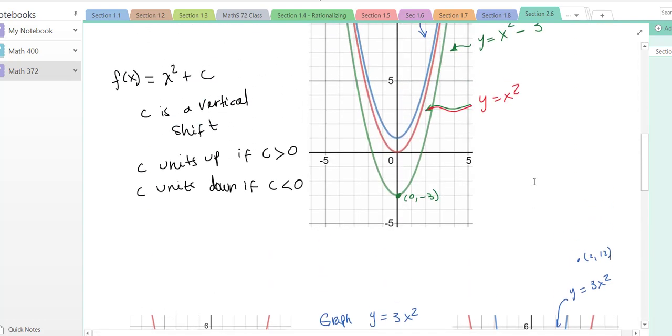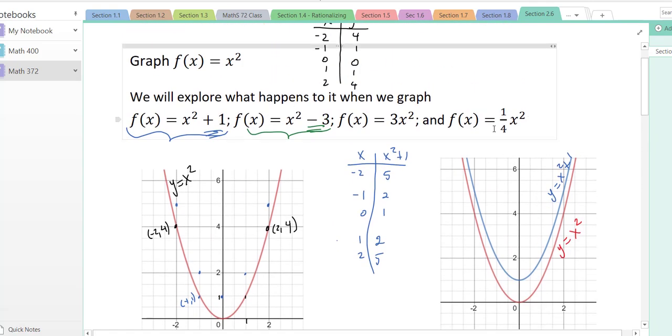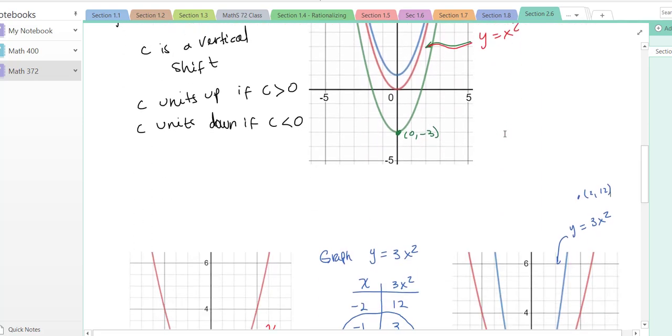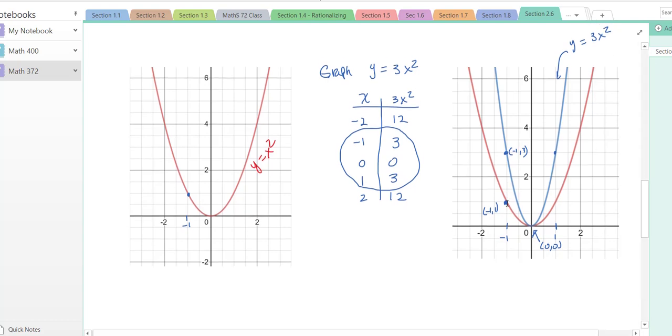So what do you think the 1/4 is going to do? Right, the 1/4 x squared. So instead of stretching it vertically, we might guess that it flattens out. So it shrinks the graph vertically. And sort of like it flattens it, so it's going to open it up. So let's see what that will look like.